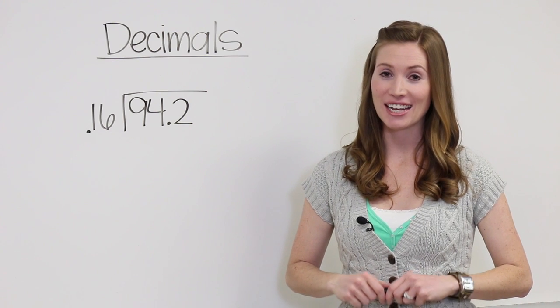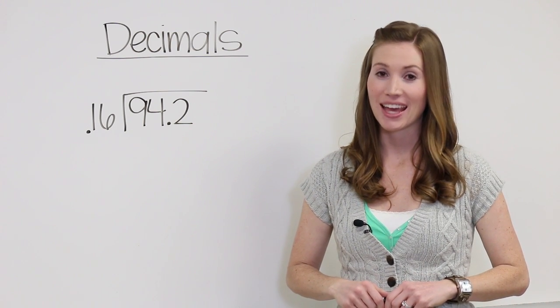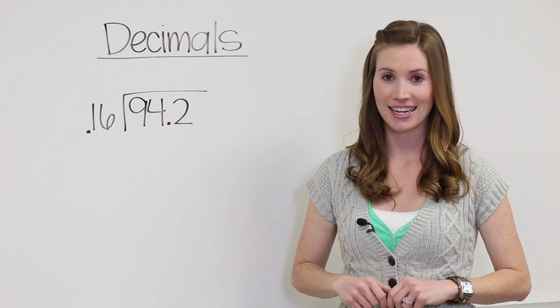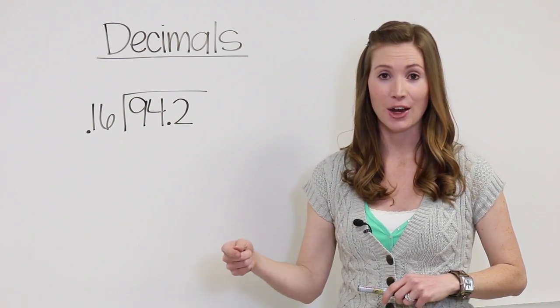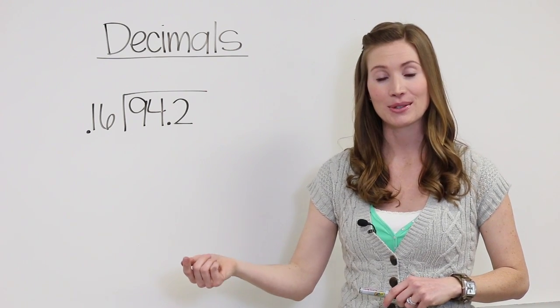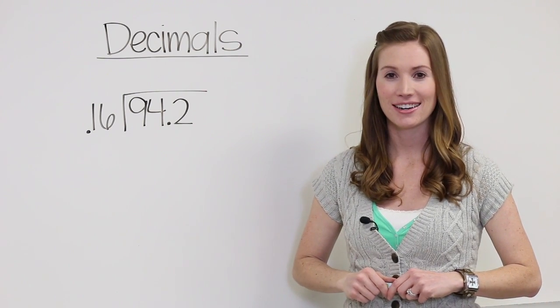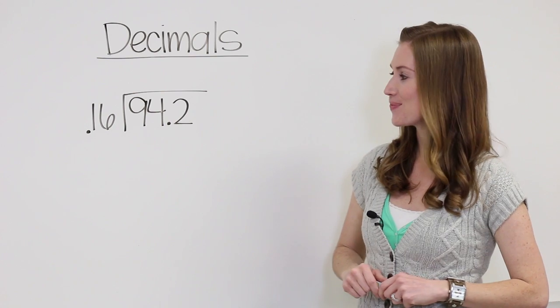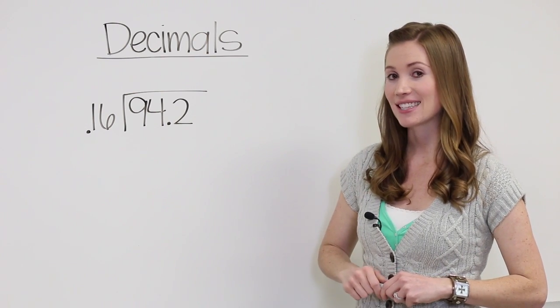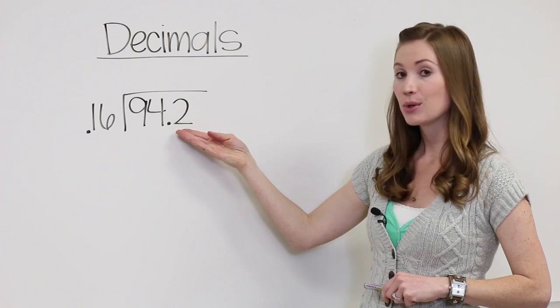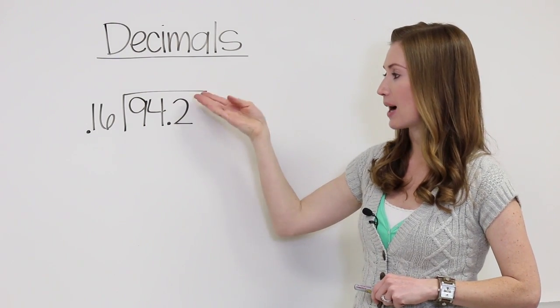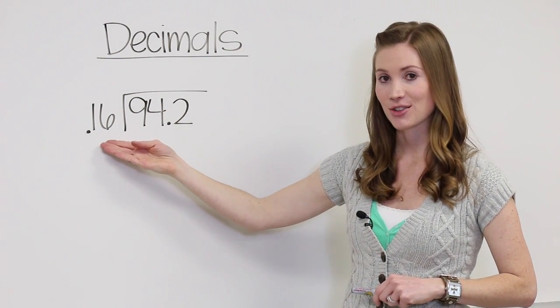Are you ready to try an even more challenging problem? If so, keep watching. If not, that's okay. Feel free to restart this video or watch any of the previous videos until you're ready to move on. Okay, here we go. Read the problem to yourself as I read it aloud. 94 and 2/10 divided by 16 hundredths.